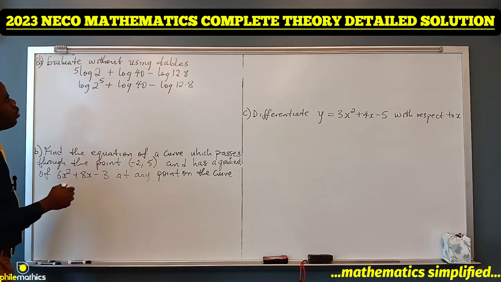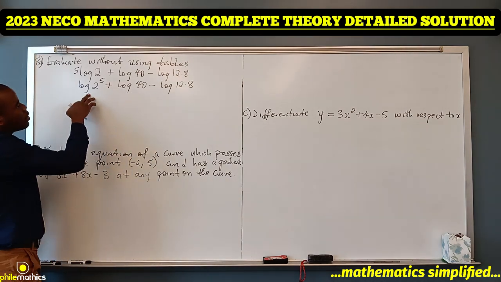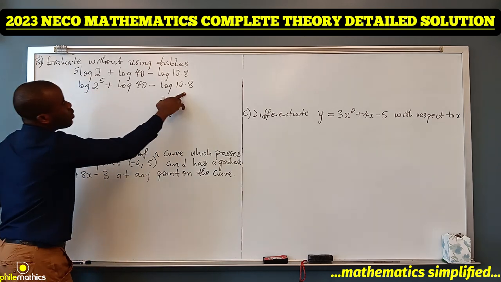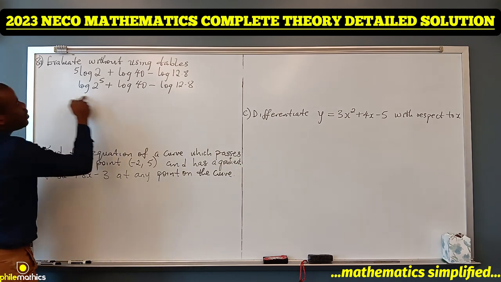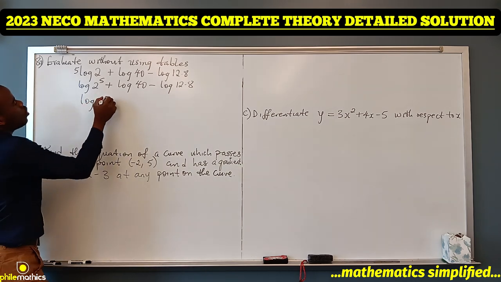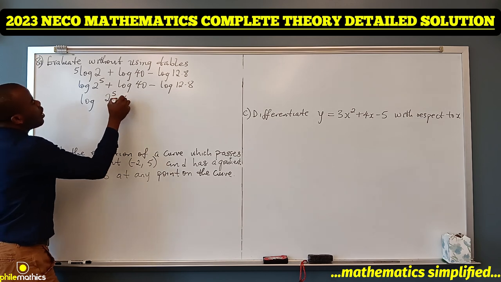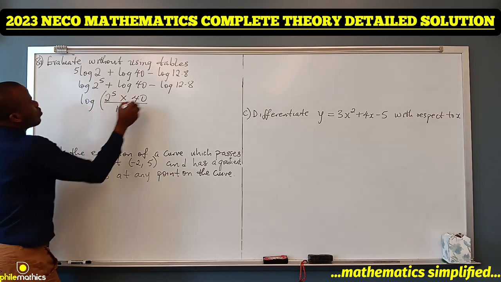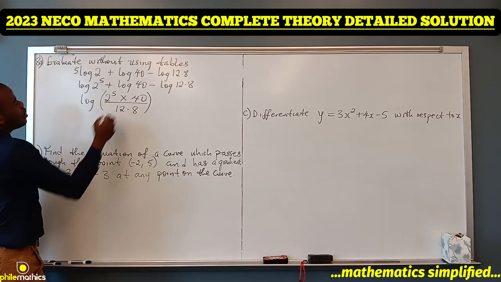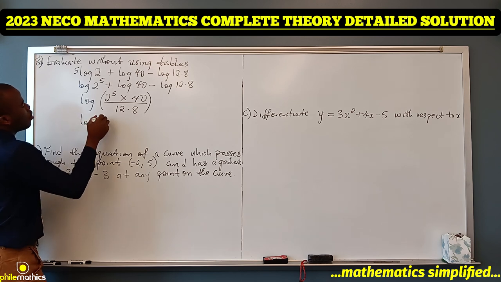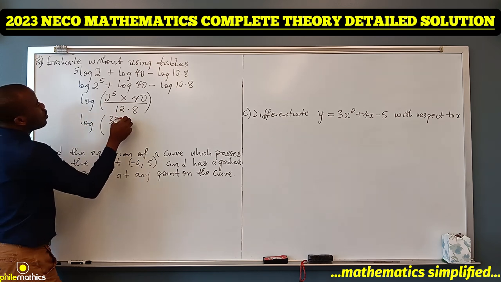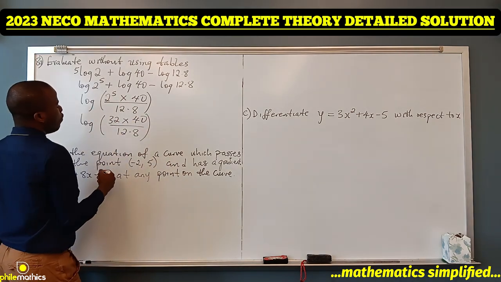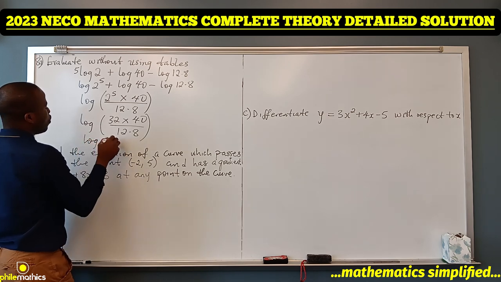From laws of logarithm, when we add two logarithms, it is the same as taking the log of the multiplication of their numbers, and when we subtract, we divide. So I can compress these three, since they are the same base, to log of 2 to the power 5 times 40 over 12.8. If I simplify this, 2 to the power 5 is 32, times 40 over 12.8. If we simplify this, we have 100. So this is log 100.